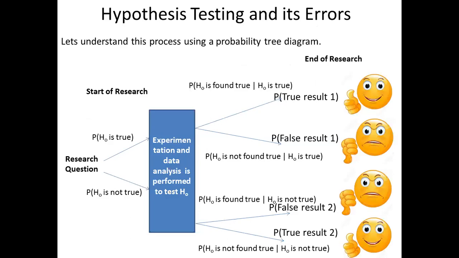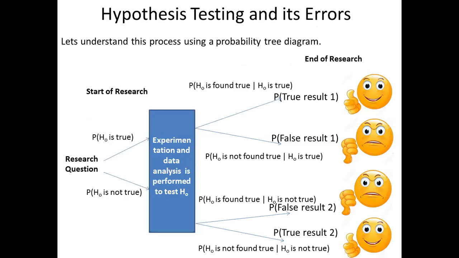So in the beginning, we should have some research question, right? And in order to answer this research question, we start with a null hypothesis, but there's a certain probability whether the null hypothesis could be true or it could be not true. So it's a purely probabilistic phenomenon. In order to nullify this null hypothesis, we do the experiments, collect the data, and analyze them, right?